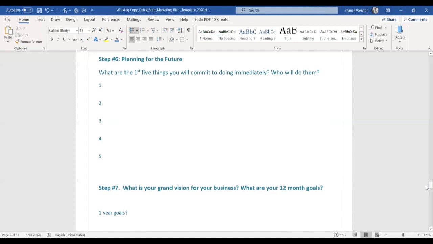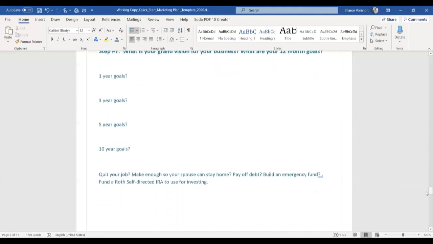So that's number 6. And number 7 is, what's your grand vision for your business? I touched on this a little bit before. What are your 1-year goals, your 5-year goals, 10-year goals and beyond, 3-year goals? You should at the very least have 1-year and 3-year goals.